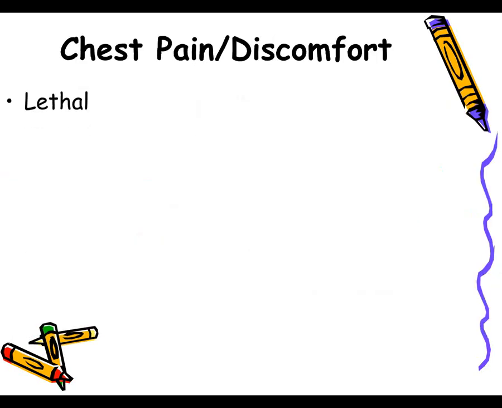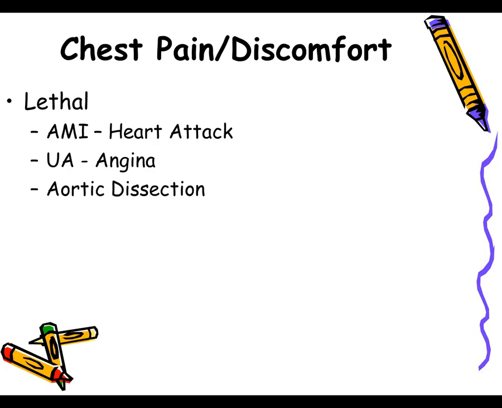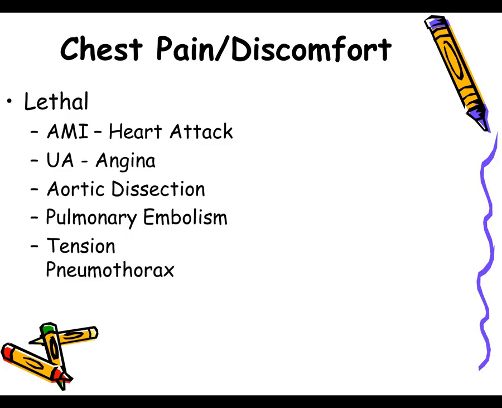Now, I said that some chest pain is lethal, and of course heart attack would be the number one lethal cause of chest pain. Unstable angina is another lethal cause of chest pain. Aortic dissection is another cause of lethal chest pain. Pulmonary embolism, or a blood clot in the lungs.